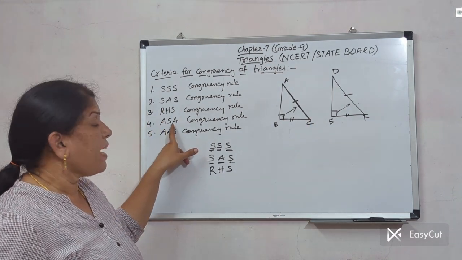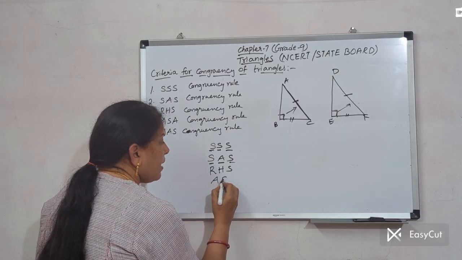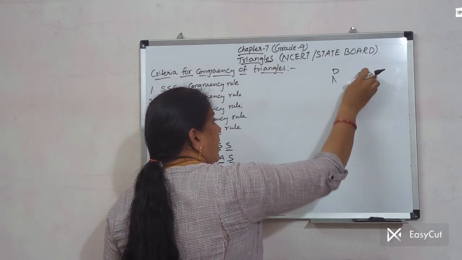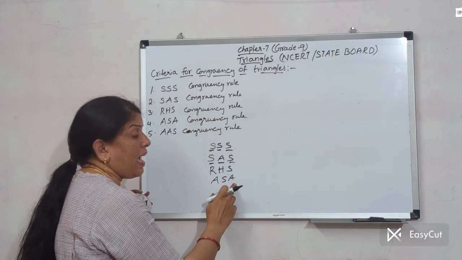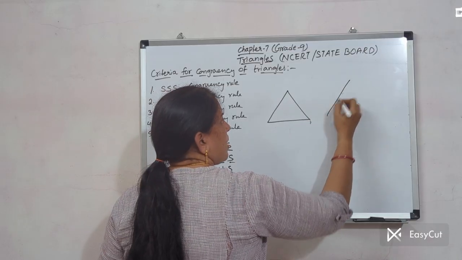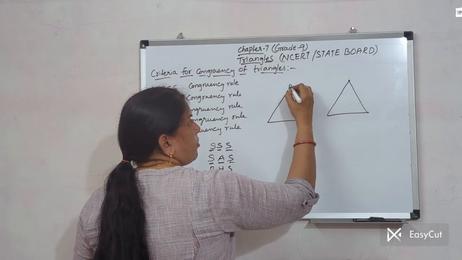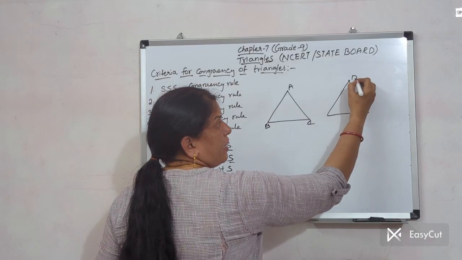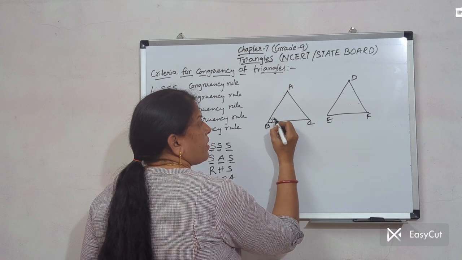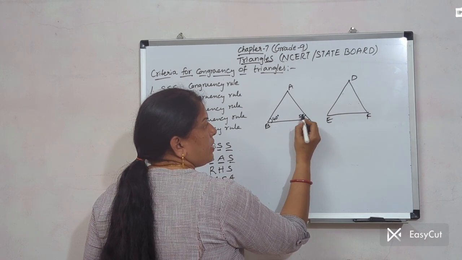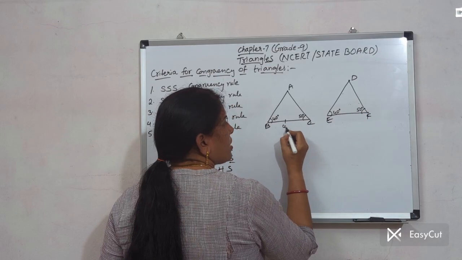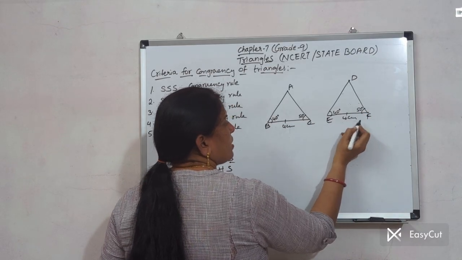Next one. What is ASA? ASA congruency. ASA, angle, side, angle. I am drawing two triangles. This I am giving ABC. We can give any name, ABC, DEF. Okay. 40 degrees, 50 degrees. Here 40 degrees, 50 degrees. This one 4 centimeters. This one also 4 centimeters.